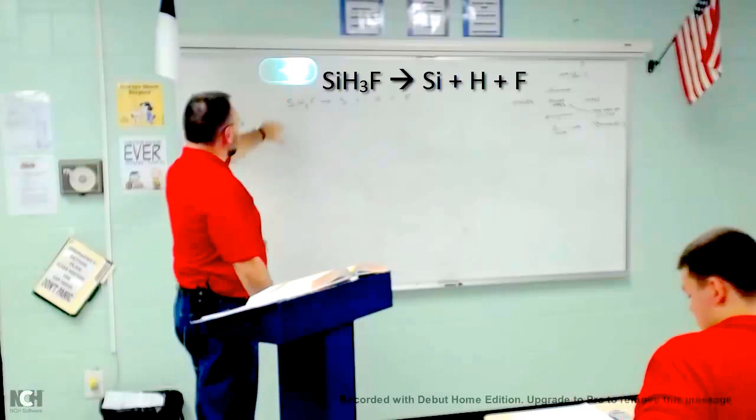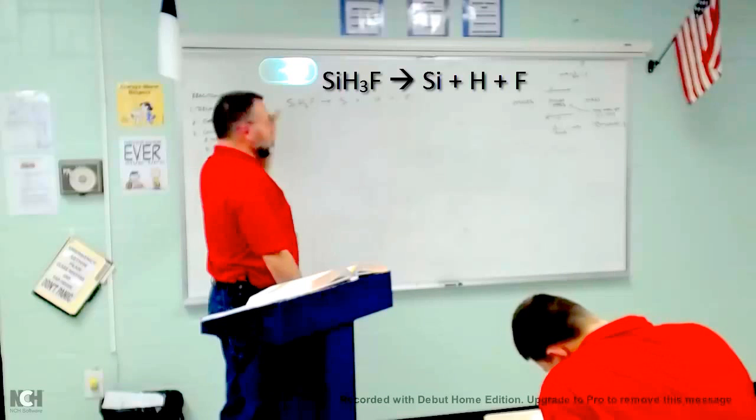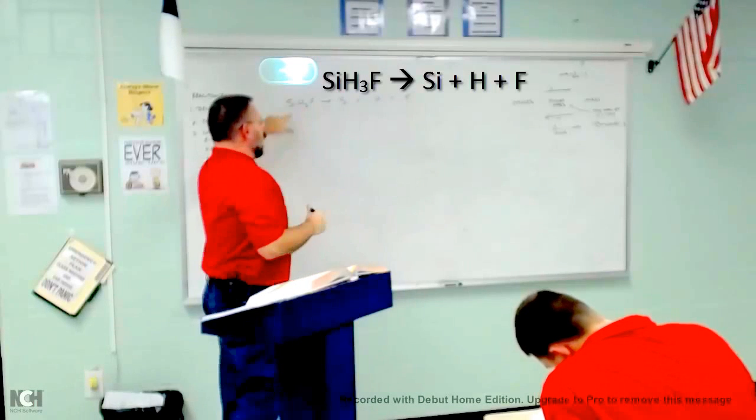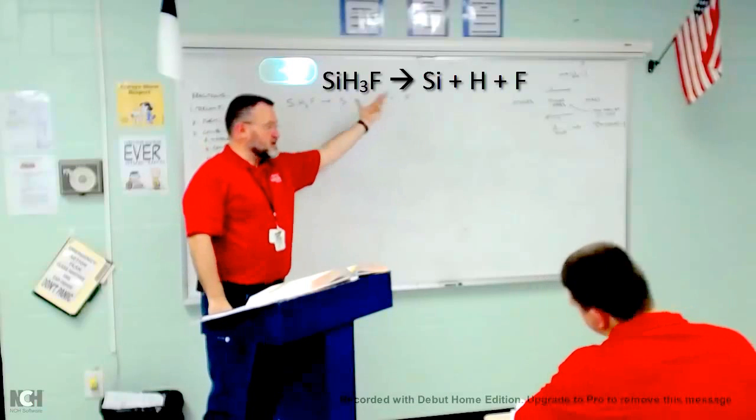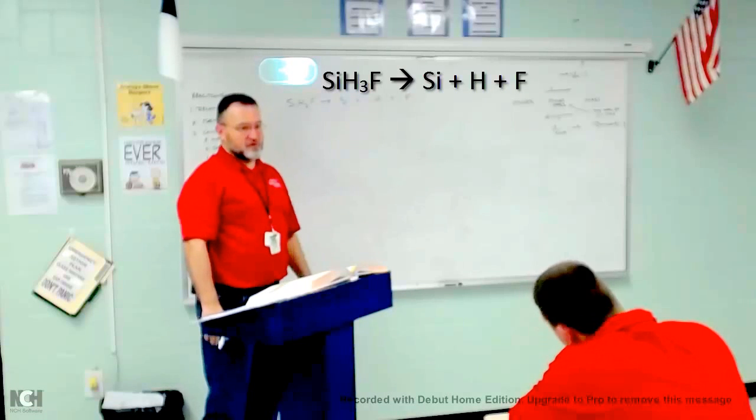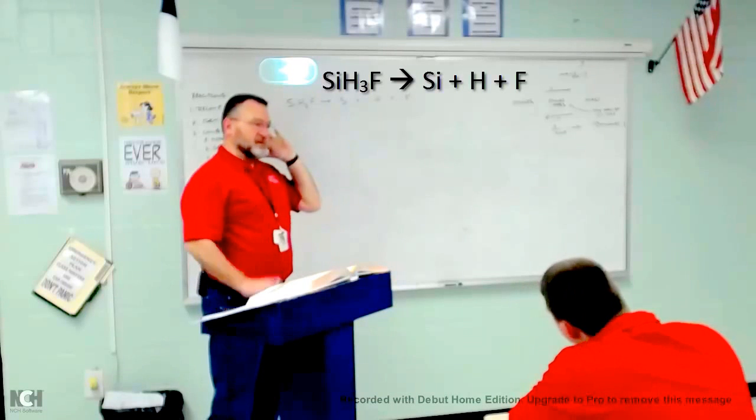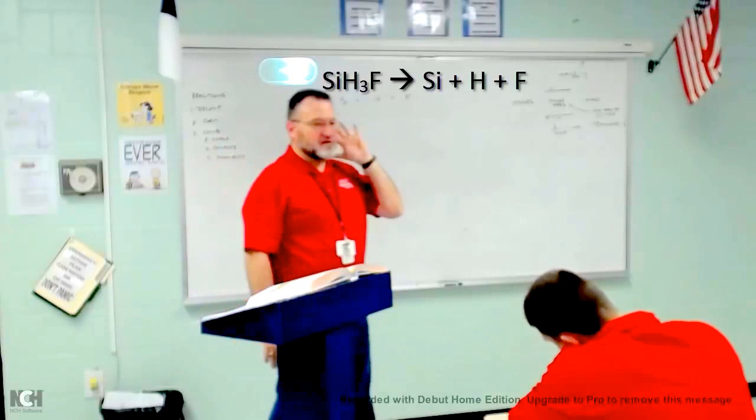In this case, you've got SiH3F as a molecule. It's going to break down into the different elements of Si, H, and F. When you have a decomposition like this, what's the first thing we're going to look for in the products of decomposition? Okay, but even before it's balanced, we need to recognize, and I encourage you to look for homonuclear diatomics.